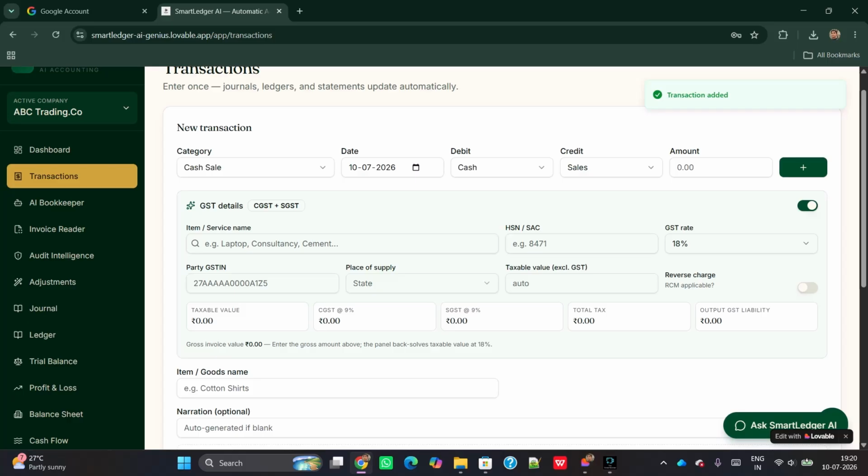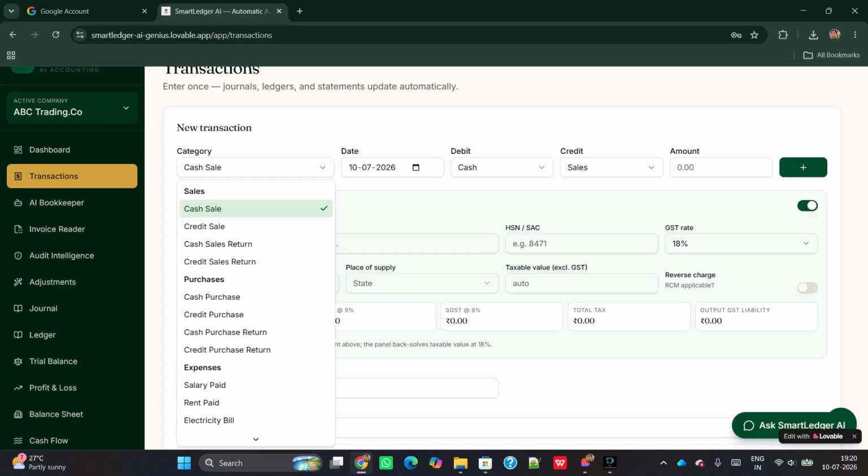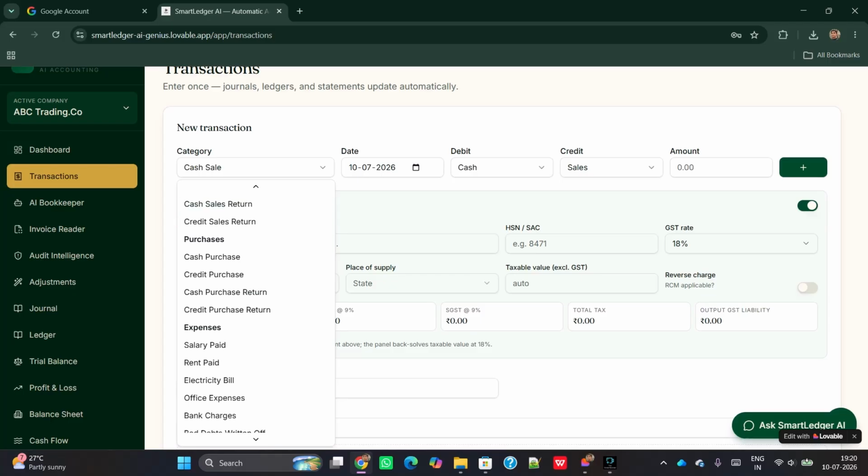Yes, our transaction has been added successfully. So we are running a small business, so we have to pay some of the rent or some of the indirect taxes like electricity bill, rent. So generally add some of the indirect taxes. So let's add some indirect taxes.